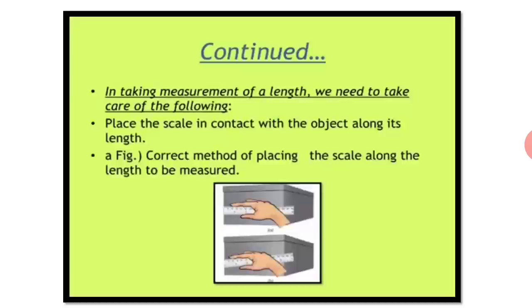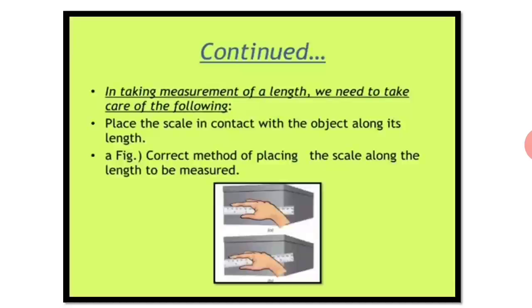In taking measurement of length, we need to take care of the following things if we want an exact measurement. What are they? You can see it in two pictures. In the first picture, the scale has been held in a right position, but if you see the second picture, it is a little bit tilted. Now what you have to do is place the scale in contact with the object along its length, which means it has to be attached to the object which has to be measured. You cannot keep it away from it.